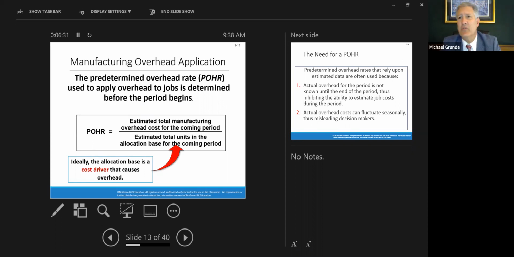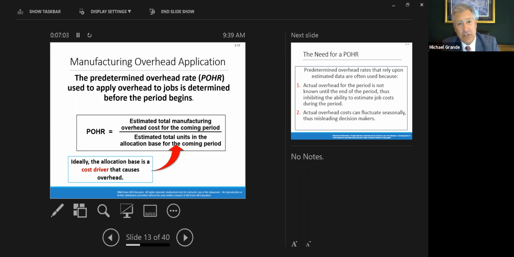The predetermined overhead rate used to apply overhead to jobs is determined before the period begins. It's a predetermined overhead rate. What we essentially do is we need to look forward, and that's what managerial accounting is all about. It's about looking forward and estimating what the total manufacturing overhead is going to be for the upcoming year.